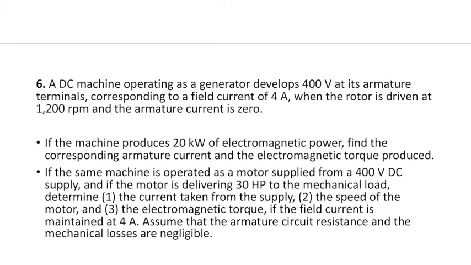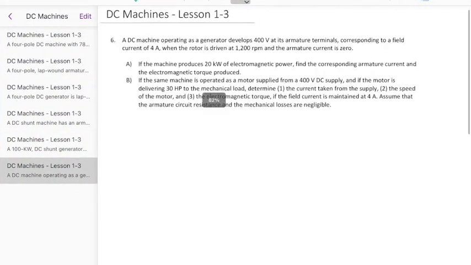So a DC machine operating as a generator develops 400 volts at its armature terminals, corresponding to a field current of 4 amperes, when the rotor is driven at 1,200 RPM and the armature current is 0. So first problem, if the machine produces 20 kilowatts of electromagnetic power, find the corresponding armature current and the electromagnetic torque produced. So ito is number 6.